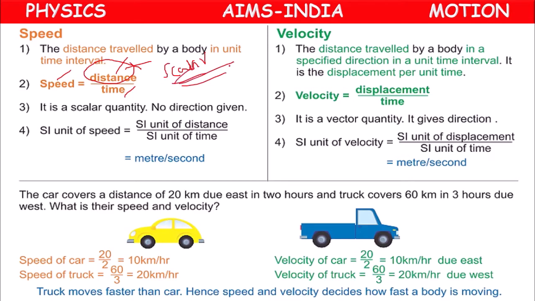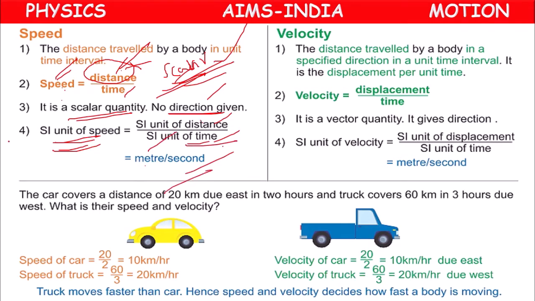Which never depends on direction, which has only magnitude, is called a scalar. In the formula of speed, we have distance, which is a scalar. So speed is also a scalar quantity. For speed, no direction will be there. And the unit of speed is unit of distance by unit of time. What is the unit of distance? Meter. What is the unit of time? Second. So the unit of speed is meter per second.